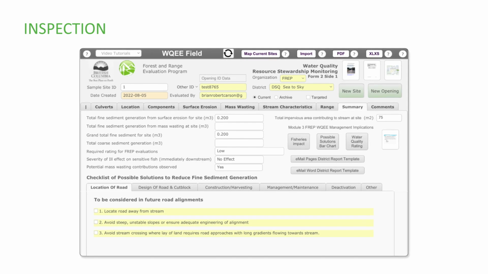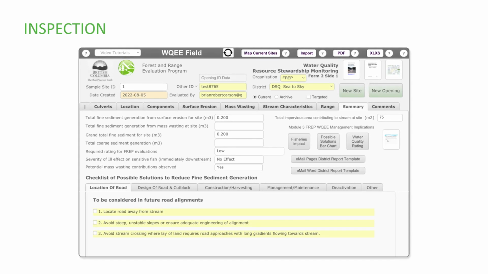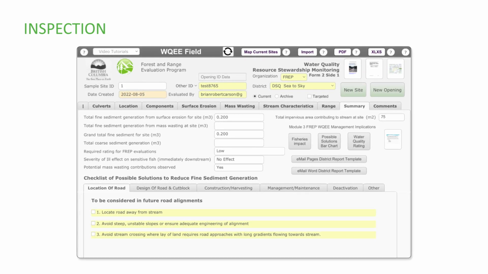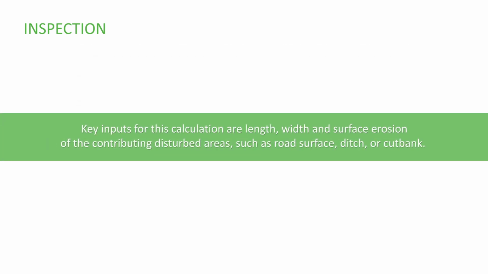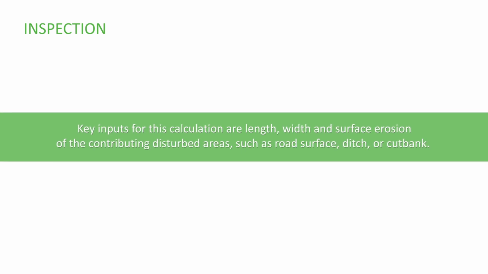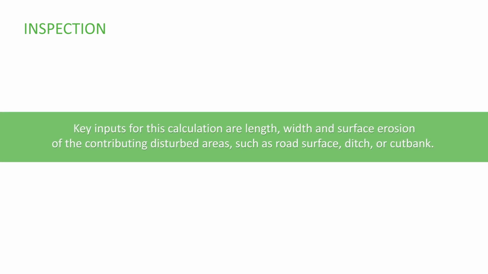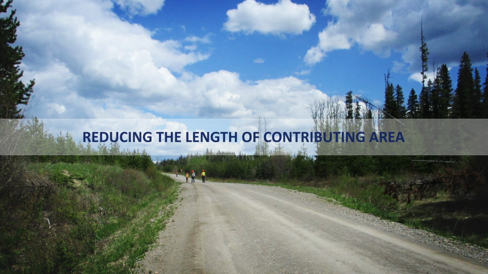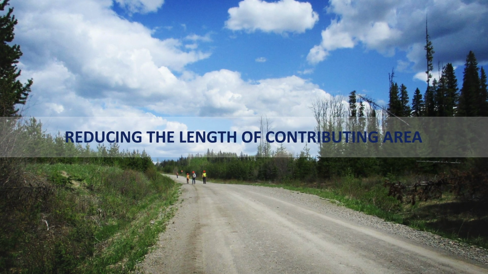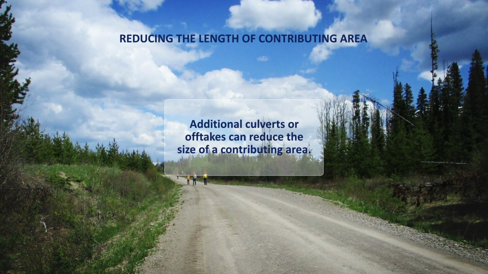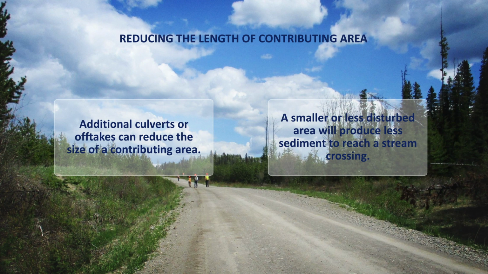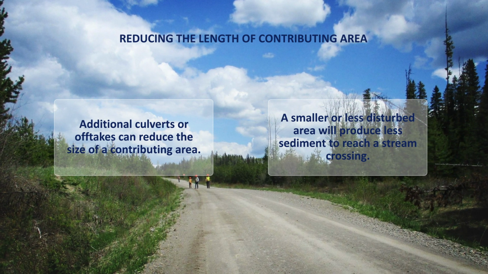As discussed in the Introduction to Water Management and Connectivity, tables have been developed that define connectivity based on contributing disturbed area and distance to a stream to estimate sediment delivery. Key inputs for this calculation are length, width, and surface erosion of the contributing disturbed areas, such as road surface, ditch, or cut bank. A focus on reducing the disturbed contributing area reaching a stream crossing is good practice. This can be accomplished by using additional culverts or offtake ditches. Reducing contributing area mitigates the potential of sediment eventually reaching the stream crossing.